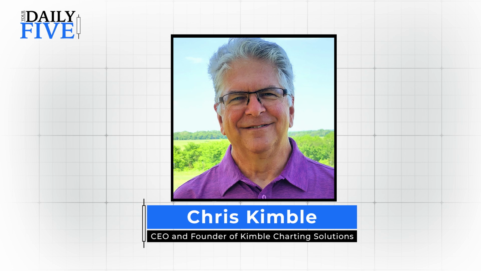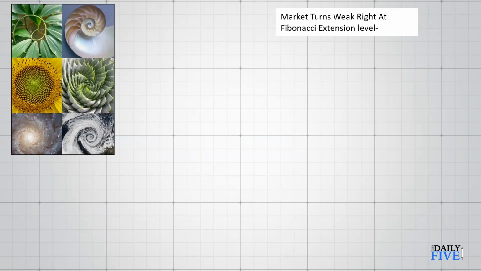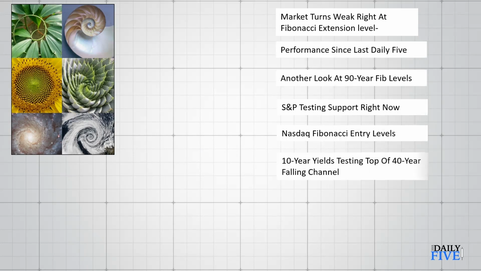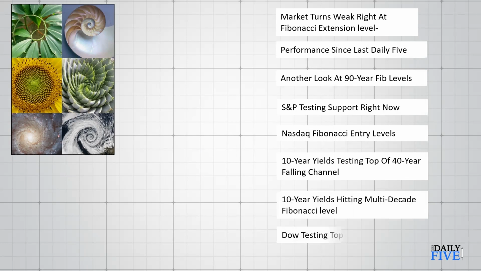So I want to talk a lot about Fibonacci today, and that's why I'm showing these repeating patterns all over. We're all aware of them from nature and the galaxy and weather and different things. So I want to talk about how the market turns right at Fibonacci extension levels, the performance since last month's show, another look at 90-year Fib levels, how I feel the S&P is testing important support right now. We're going to look at Fibonacci levels on the Nasdaq. We're also going to do that in interest rates. So we're going to have a lot of fun with Uncle Fibonacci today.